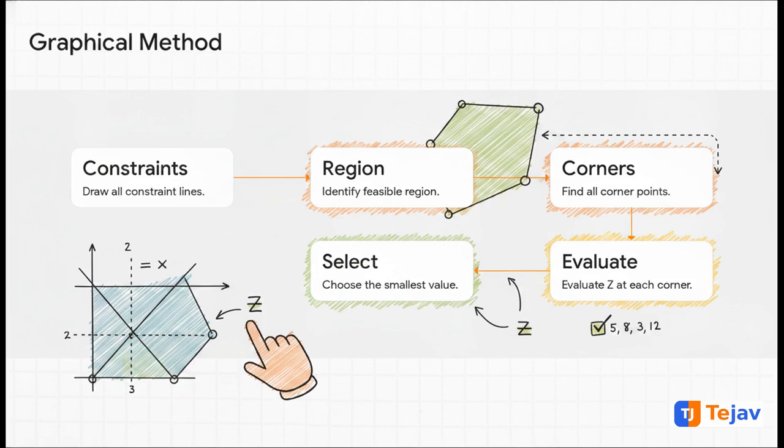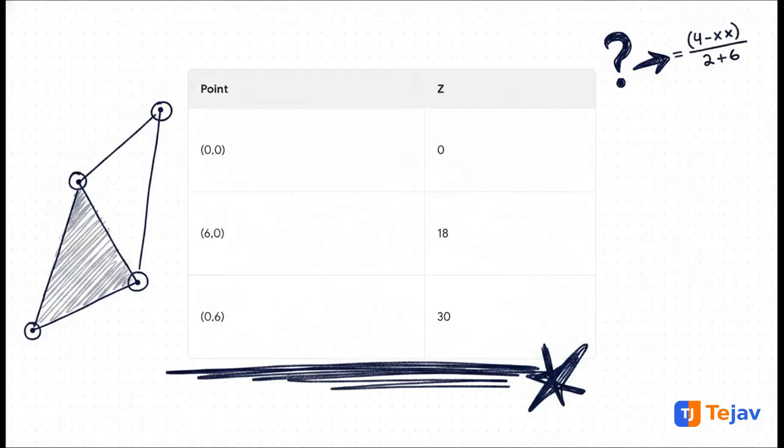The math actually guarantees that the absolute minimum will always hide at one of those sharper corners. Now, what's really interesting about this slide is how this data table perfectly proves the method. Let's say our objective function to minimize is Z equals 3x plus 5y. We graphed our constraints and found 3 corner points: (0, 0), (6, 0), and (0, 6).